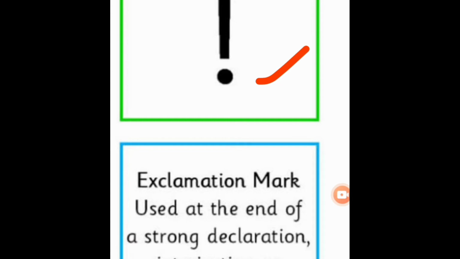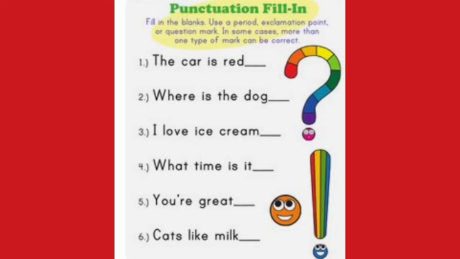Let's solve the exercise worksheets. Now let's do this exercise. Our first sentence is the car is red. So this is a simple statement, so we just have to put a full stop here. Second one is where is the dog? This is a question, so for a question we have to put a question mark.